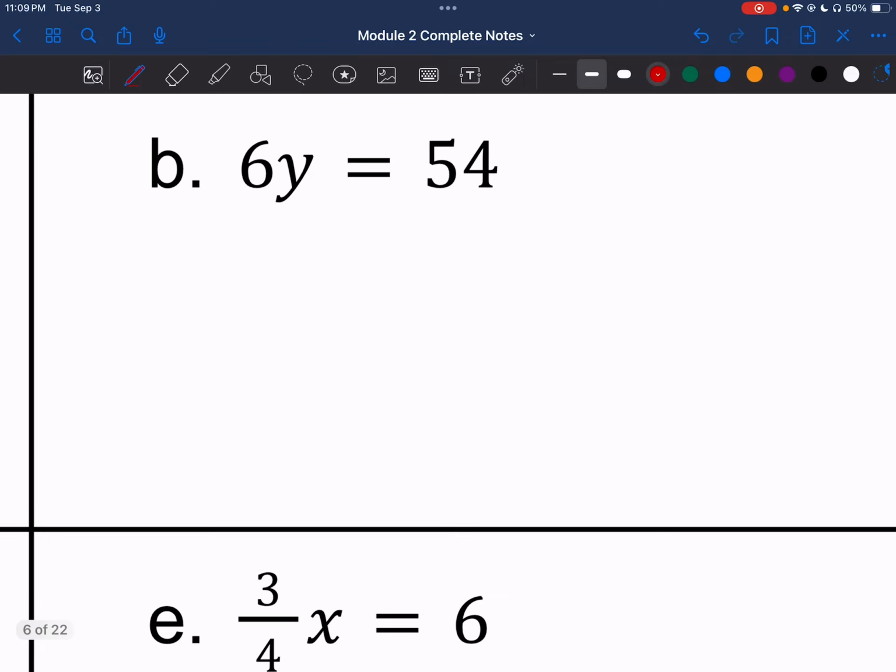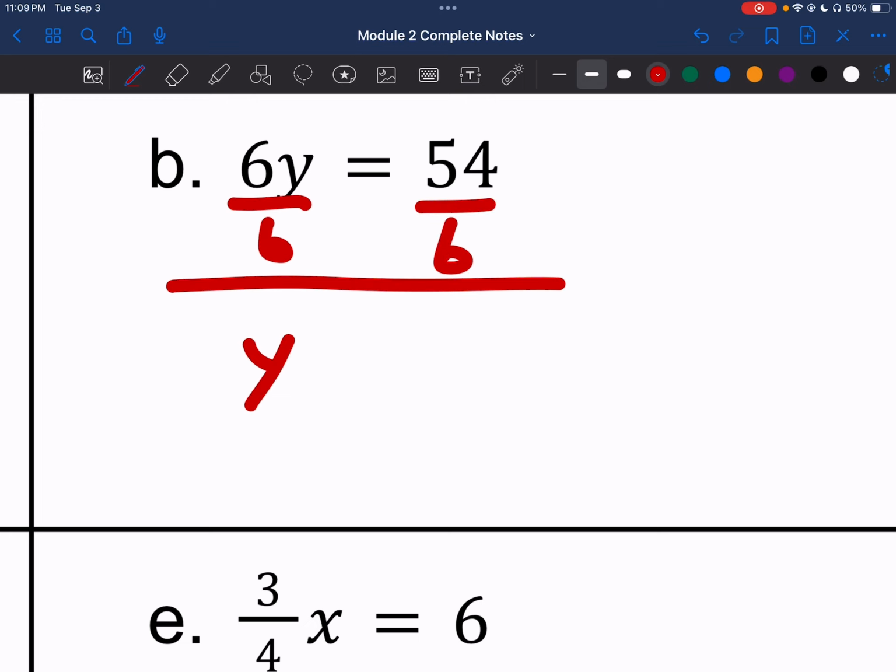All right, letter B. We've got 6y is equal to 54. We're going to divide both sides by 6 because we're trying to get that y by itself. We get y is equal to 54 divided by 6, which is 9.